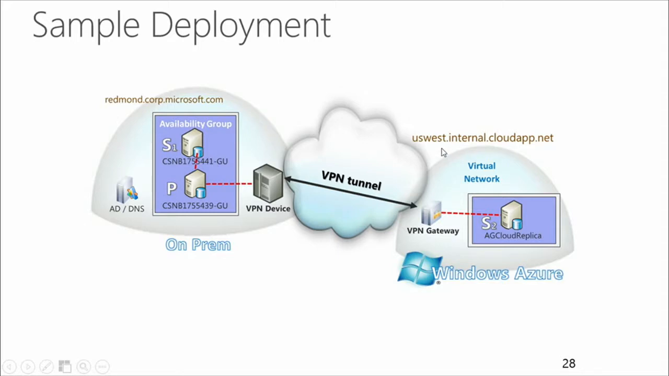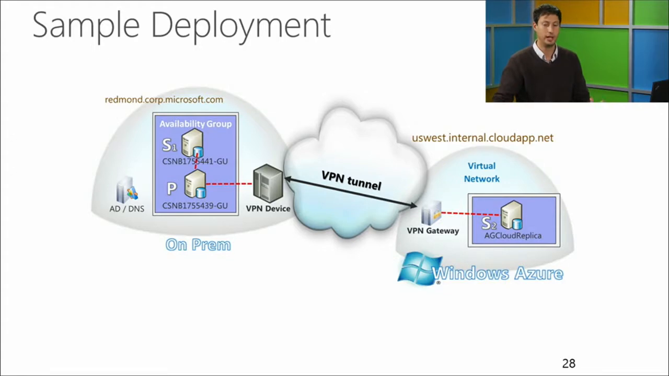Something that you'll notice is the DNS suffix of machines in the cloud actually have a different suffix than the one that I have on-premise. And that's how you can distinguish this, for example. So on-premise, I'll have my redmond.corp.microsoft domain, whereas in the cloud, I'll have something like US West, or the different regions where I put it, and then cloudapp.net, etc.